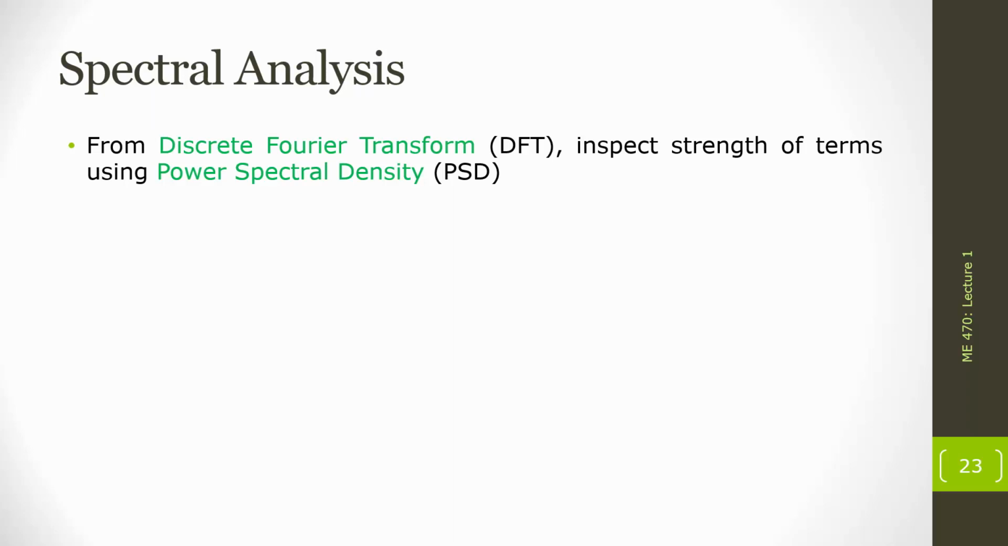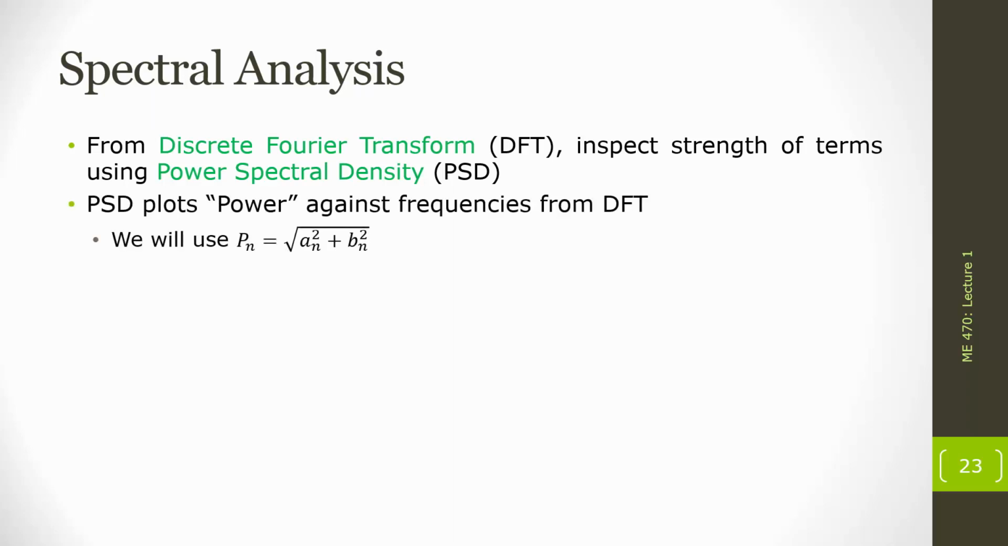So we're going to use the power as taking, for any frequency, that A coefficient squared plus its B coefficient squared, and take the square root of that. So this step is going to be done after we do the DFT and capture our coefficients. Let's take those coefficients and compute the power. So the larger the A value and/or the B value is at any frequency, at the nth frequency, the larger the power contribution is at that frequency.